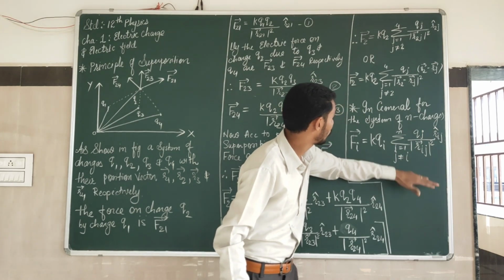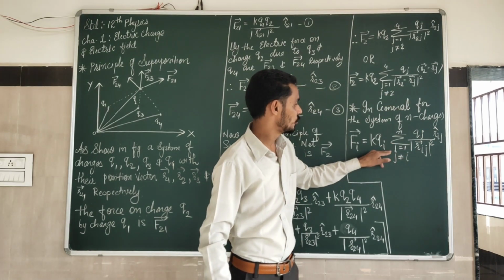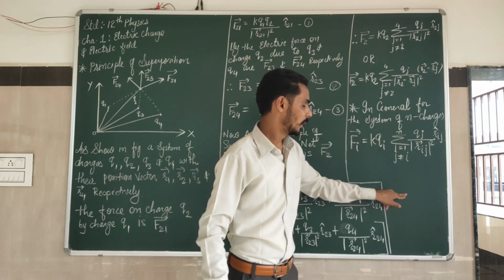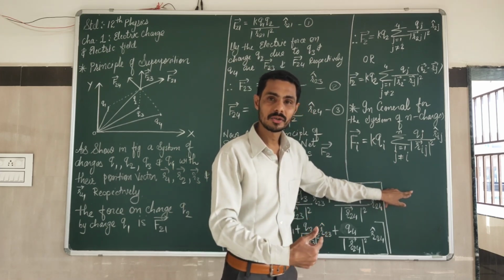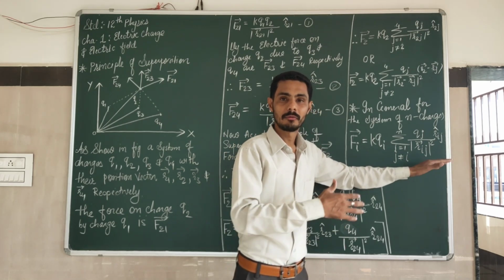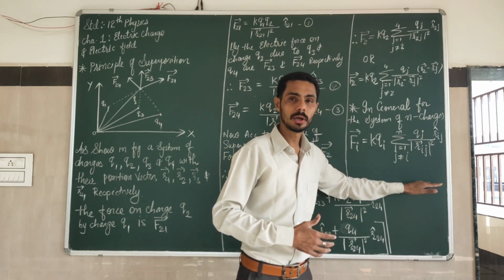Again, you can write this in this form also: summation over j from 1 to n, with j not equal to i, of Qj by the magnitude of Ri minus Rj squared, into the unit vector in the direction of Ri minus Rj. That will show you the direction.